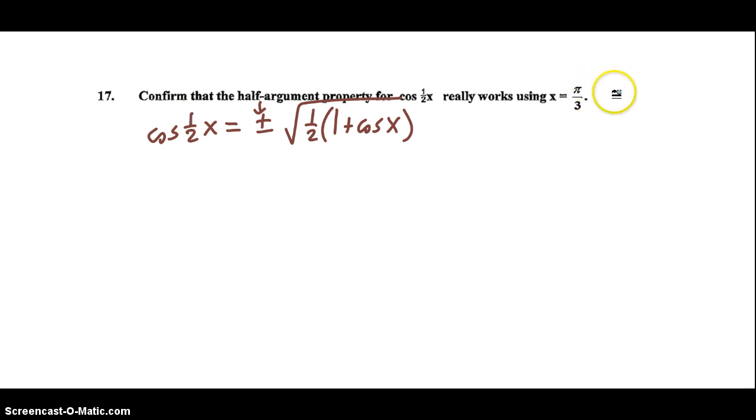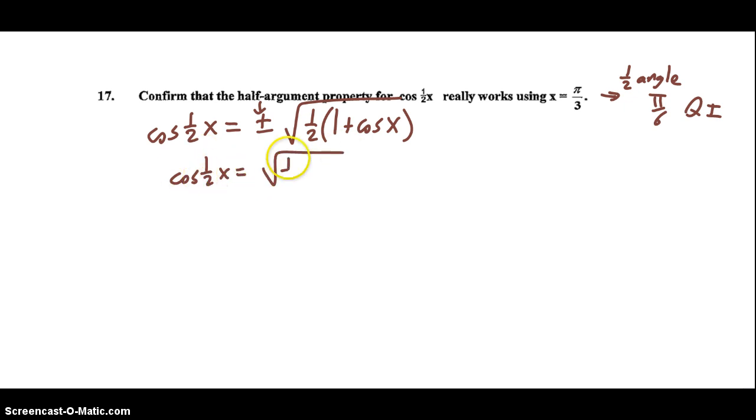And if the angle's pi over 3, the half angle, or half arc in this case rather, is pi over 6. And pi over 6 is in quadrant 1. So cosine's positive. So we're going to be using the positive part of this. So we're going to be doing 1/2, 1 plus cosine x. Alright? Well, again, cosine of the half angle is just half of pi over 3, which would be pi over 6. And I'm going to start plugging stuff in.